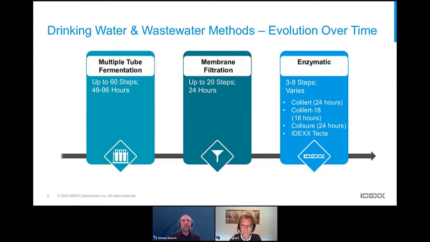And some examples here, we have Colilert, which is a 24-hour test, Colilert 18, which is 18 hours, Colisure, which is 24, and the new product IDEXX Tecta, which can have results as early as 2 hours, depending on the contamination of the water. So a lot easier, a lot faster, no confirmation steps required.